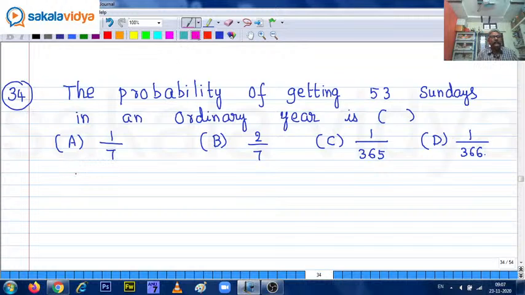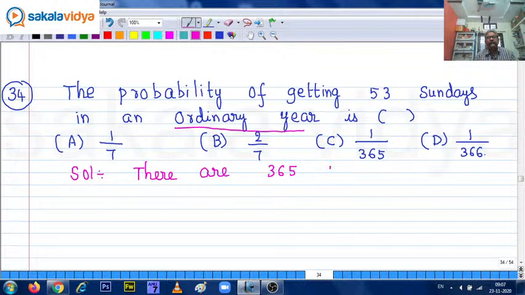So first let me write like this. First you check whether it is a leap year or non-leap year. Ordinary year means non-leap year. So there are 365 days in a non-leap year. This first we should keep in mind. This is the important point. How many days are in a non-leap year?